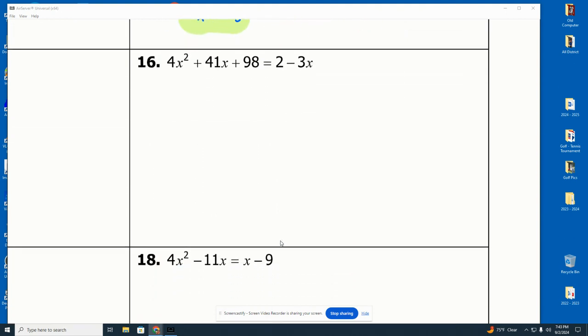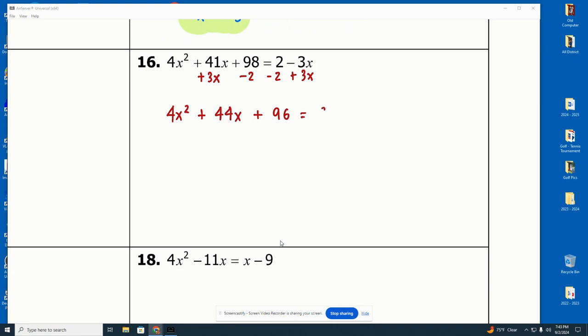16. Let's knock it out. Let's get all of our like terms. So I'm going to subtract 2 from here. I'm going to add 3x to there. So 4x squared drops down. 41x plus 3x is 44x. And then 98 minus 2 is 96.